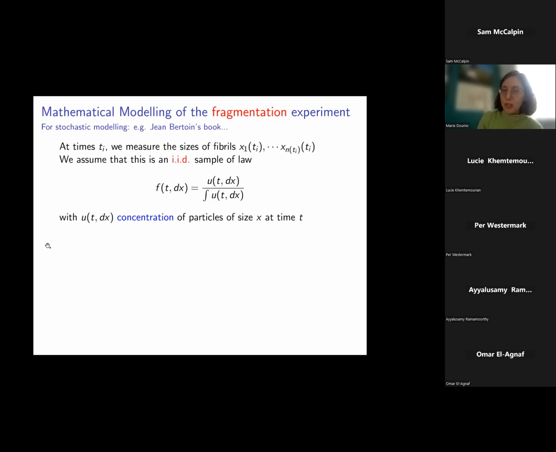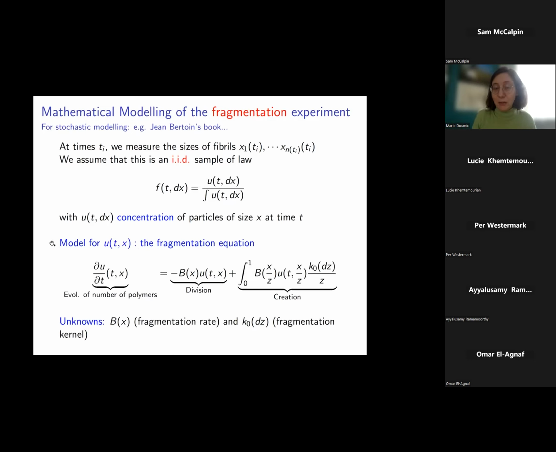Just imagine a concentration of particles, as if you have infinitely many particles and you want to see what is the chance they break down. So then we can write an equation for this concentration of particles of size x. And you see, what do we see? We see that the evolution of number of polymers, written mathematically here as du over dt at time t of size x, is equal to what?